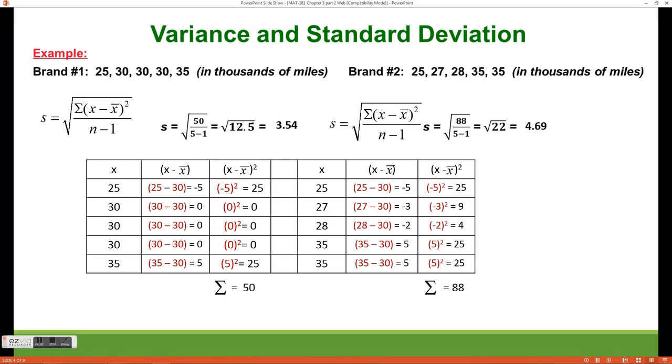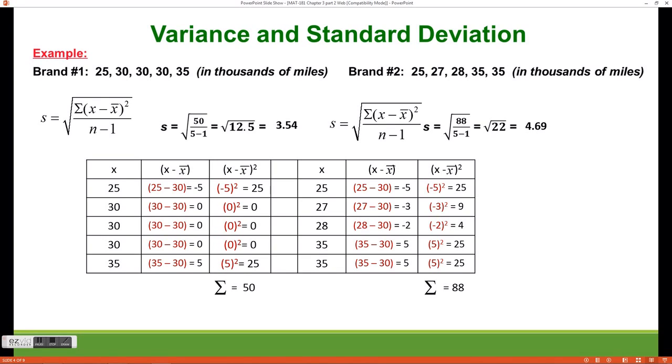I followed the same procedure for tire brand number 2 on the right side of the table in the 3 columns on the right. Following the similar calculations, when I took the sum of the last column, x minus x bar squared, I got a sum of 88, and that is what I plugged into the standard deviation formula. Dividing that by 4, and then taking the square root of 22, I got a result of 4.69.